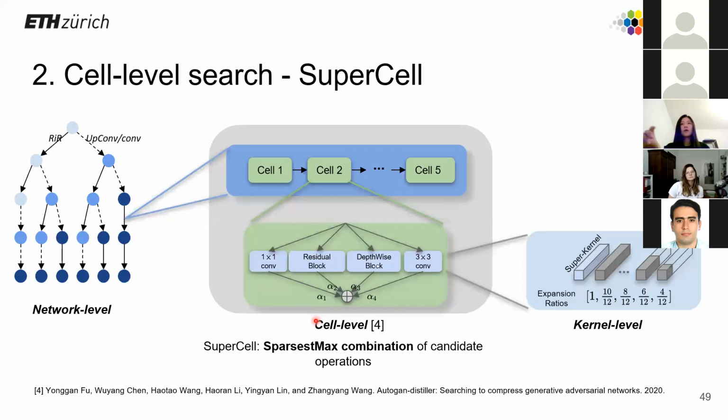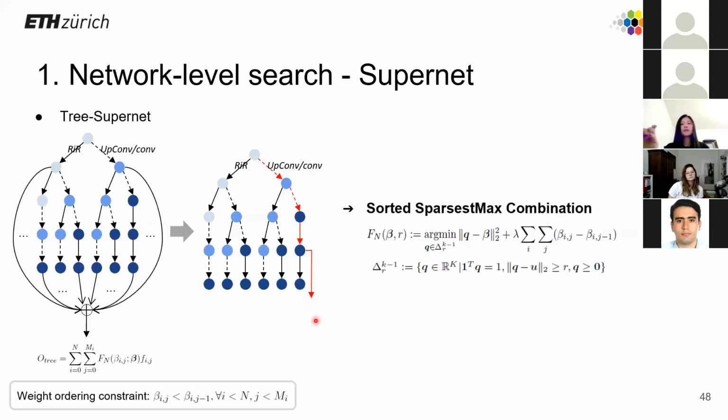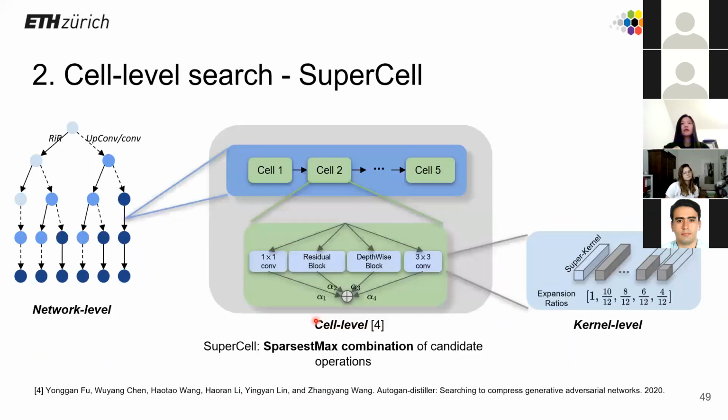And this is basically how we build our network level search. And as for the cell level search, we did not play too much here. We only include 4 operations in our cell level search space, and we build a SuperCell for it. And we also employ the sparsely-mixed combination to combine those candidate operations in our search space, so that we can also diminish the model discrepancy in the cell level search as well.